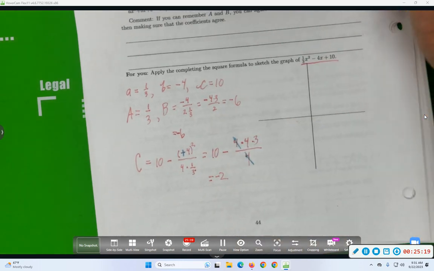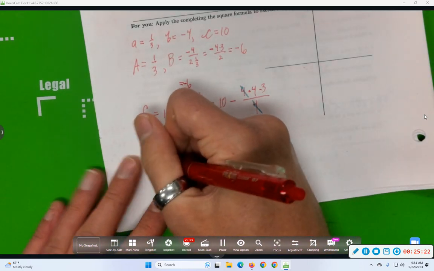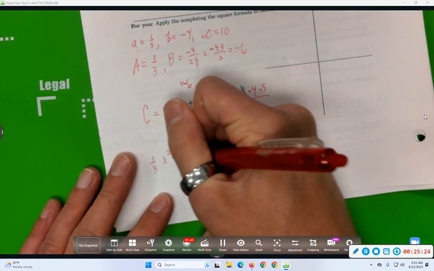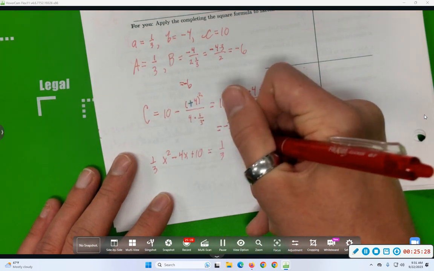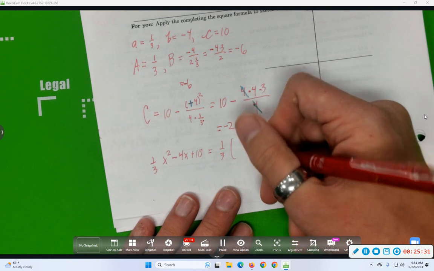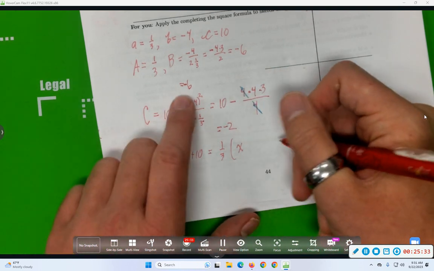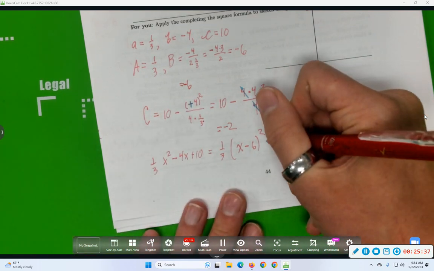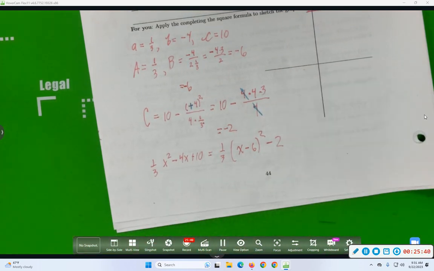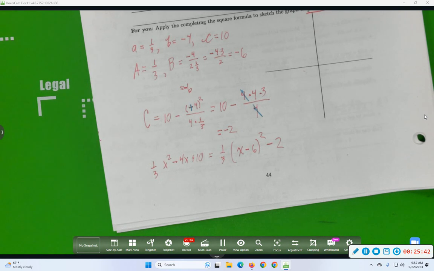All right, I know big A, big B, and big C, so let's write down the conclusion. 1/3 x squared minus 4x plus 10 is equal to 1/3 times x plus b, so x minus 6, quantity squared, plus c. That seem okay? Nice. So this particular topic has gone over by slightly more than half of a full lecture.